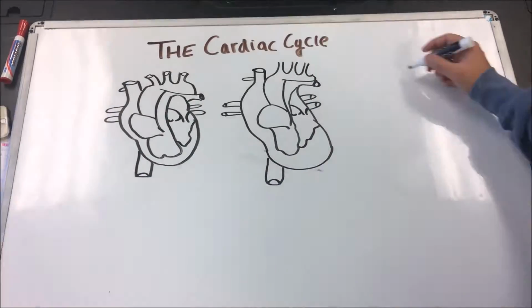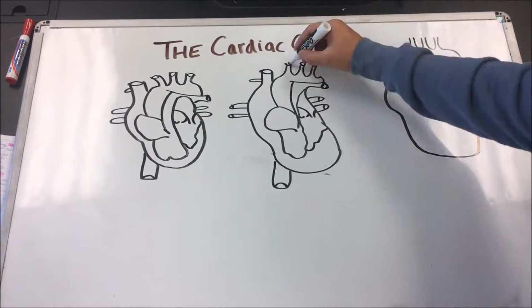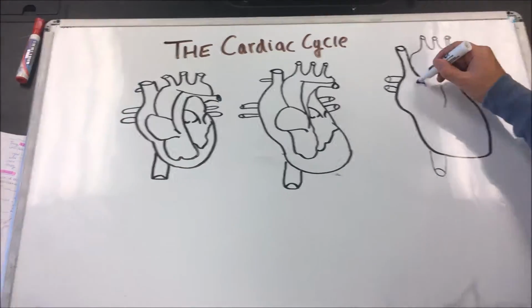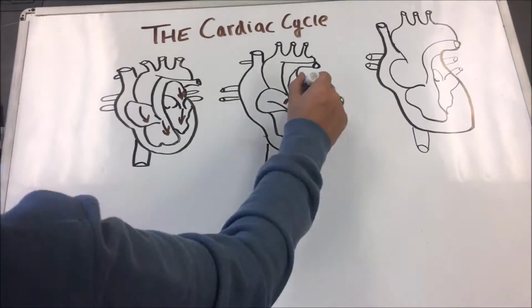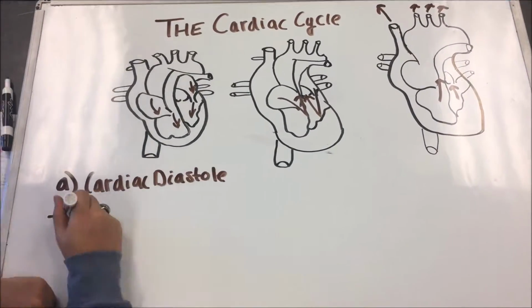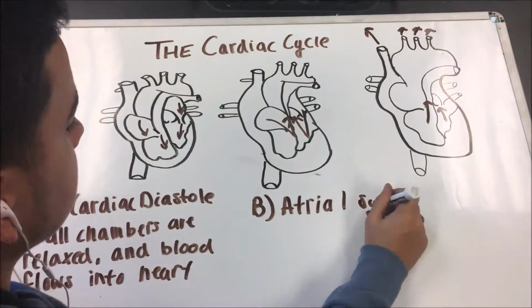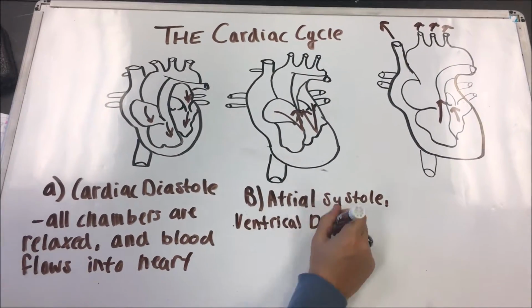There are 3 phases of the cardiac cycle. In the diastole phase, the heart ventricles are relaxed and the heart fills with blood. In the systole phase, the ventricles contract and pump blood to the arteries. One cardiac cycle is completed when the heart fills with blood and the blood is pumped out of the heart.